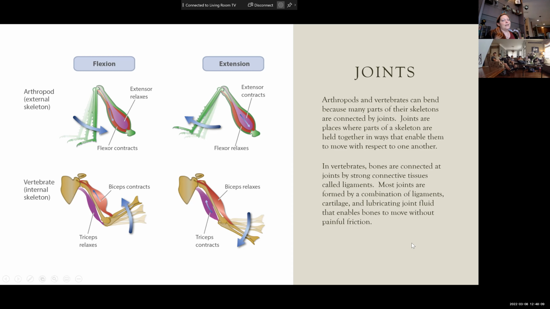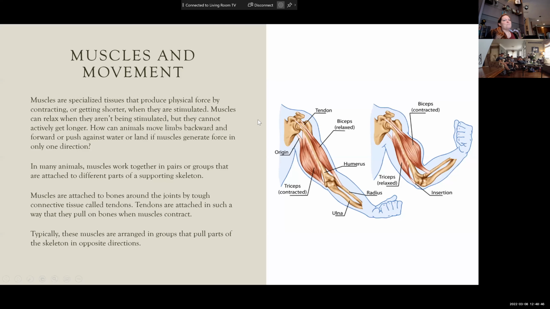In vertebrates, bones are connected at joints by connective tissue called ligaments. What's the difference between a ligament and a tendon, do you know? Ligament connects bone to bone, tendon connects muscle to bone. Most joints are formed by a combination of ligaments, cartilage, and a lubricating joint fluid, and that enables bones to move without painful friction. People whose cartilage in their knees wears down, not fun. Those people get knee replacements. My neighbor's mom was here this weekend, and she's had a hip and both knees replaced. She said her cartilage wore down, dead gone. So there you go.